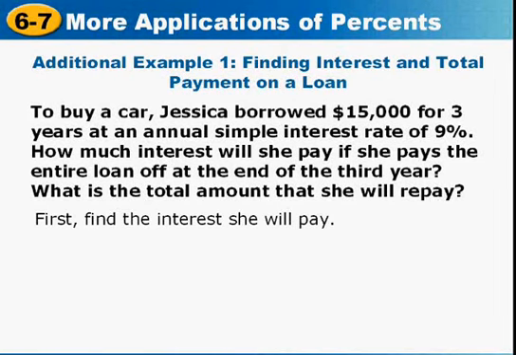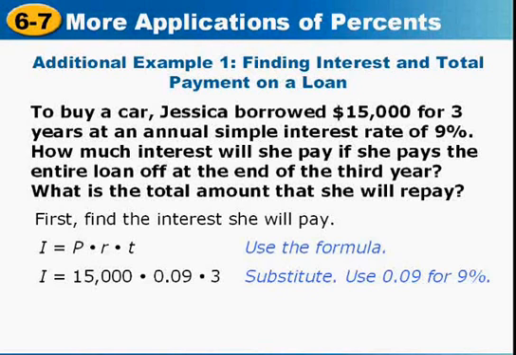First, you got to find the interest she's going to pay. I equals PRT. If you're doing interest, I equals PRT. Just because you see a percent does not mean you set up a proportion. If it has to do with interest, you use I equals PRT. I equals, because we don't know the interest. It wants us to find it.